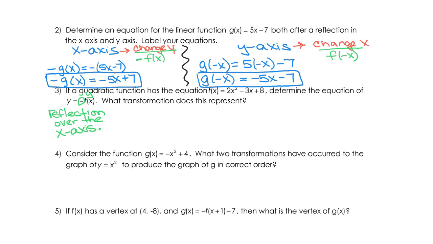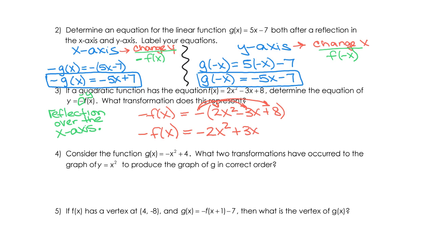So again, when we put that negative in front of the whole thing, we have to make sure we use parentheses. So we're going to say negative f of x is equal to negative, and then in parentheses, 2x squared minus 3x plus 8. And all we're going to do is distribute this negative. Okay, and so we're going to end up with y equals, or we can keep it as negative f of x, I guess it doesn't matter, equals negative 2x squared plus 3x minus 8. Okay. All right, next one.